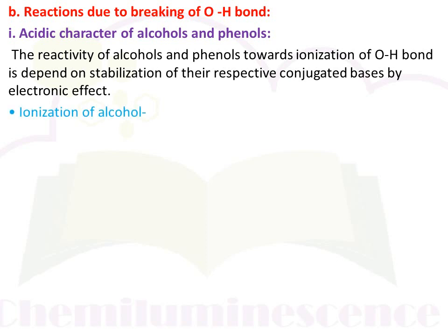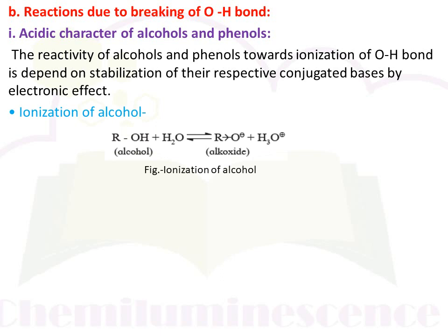Let's see first the ionization of alcohol. This reaction shows the ionization of alcohol. On ionization, alcohol forms an alkoxide ion. Here it is the alkoxide ion, that is the conjugate base of alcohol.